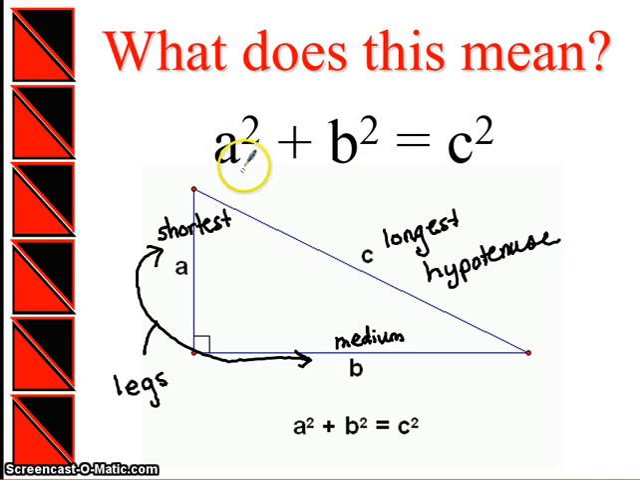So what his theory here is saying is if you take the legs and you square them, meaning you multiply them by themselves, it will always equal the longest side multiplied by itself if it has a right angle in the triangle.